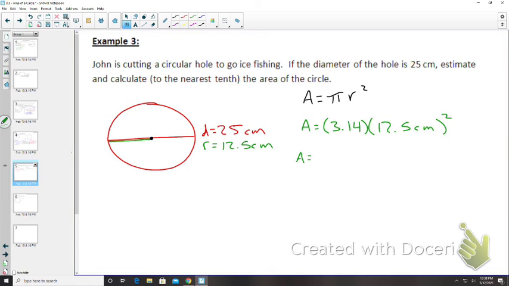Punch this into your calculator, so you can do 12.5 times 12.5 equals, and then multiply by 3.14, and that will give you an area of 490.6 square centimeters. So if you're given a diameter in a question and you're asked to solve for the area, that's okay. We just need to remember the relationship between diameter and radius: the radius is half of the diameter.